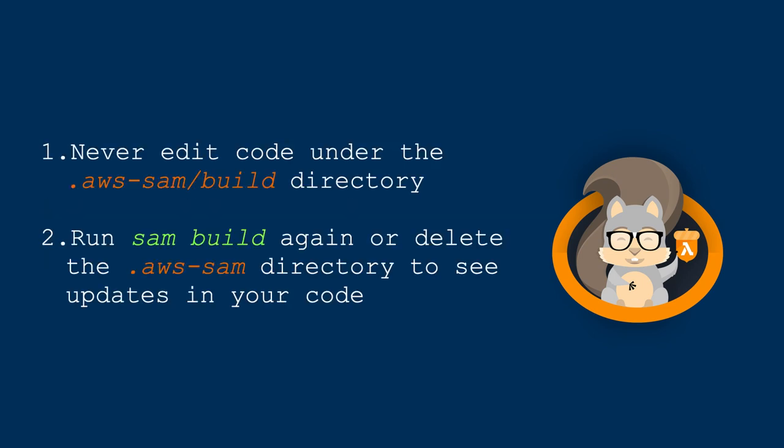Second, if you have run SAM build and then update the original code, the changes will not be reflected until you either run SAM build again or delete the .aws-sam directory. When using SAM build with languages like Python or Node, there isn't any compiling going on. SAM build is just downloading the dependencies and preparing artifacts.